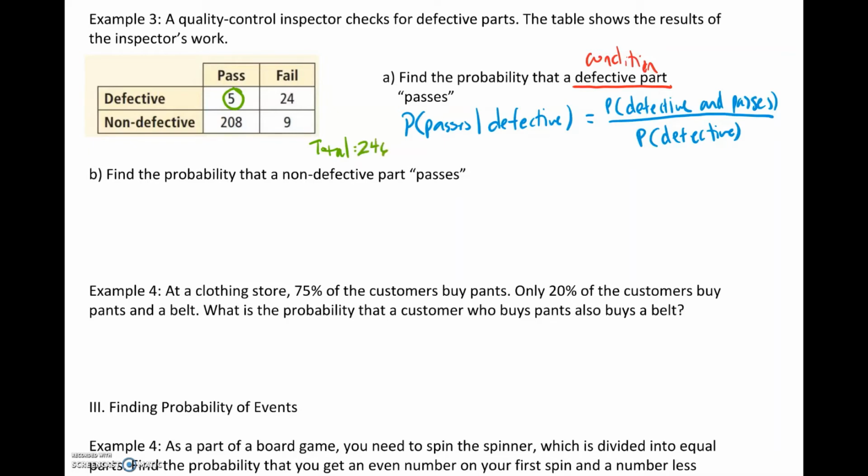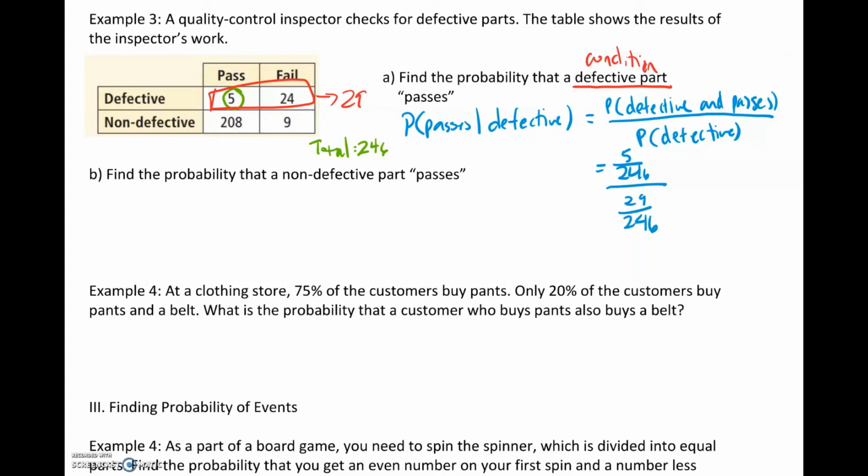Okay, so my numerator here is going to be a fraction, 5 over 246, over the probability that it's defective. So how many are defective? Well, that's these two put together. That's going to be 29 out of 246. So my denominator is 29 out of 246.